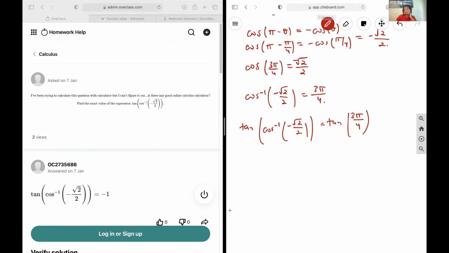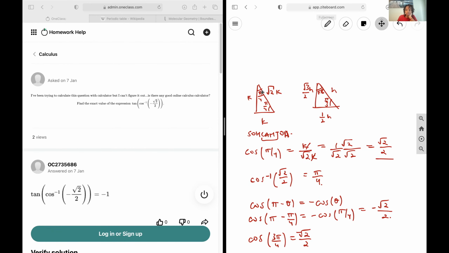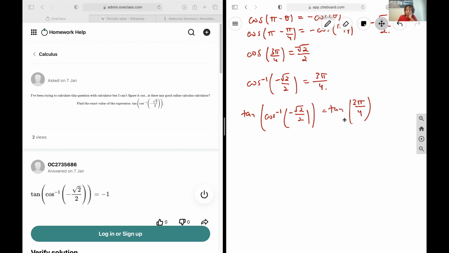Okay, and so now we're going to want to go back to the special triangles and use the tan to figure out what the answer to this is going to be. Okay, and so if you quickly look at the triangles, we see that none of the angles here are going to be 3 pi over 4. We have pi over 4, pi over 6, and pi over 3. But we can convert this into pi over 4 and see what tan pi over 4 is going to be using a similar rule to the cos one that we used above.